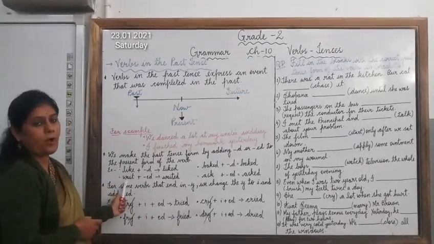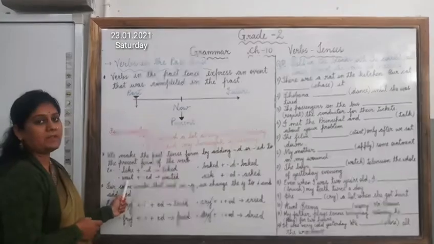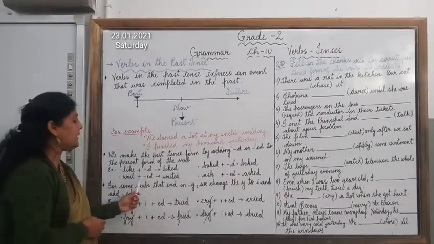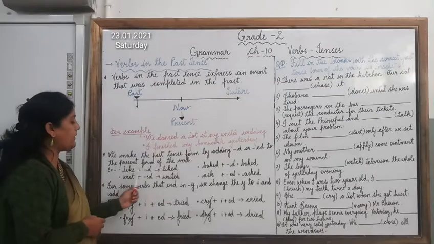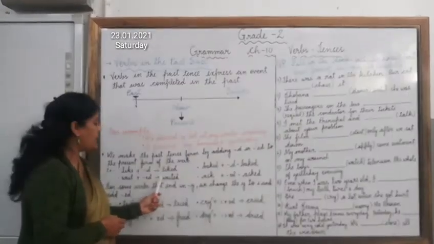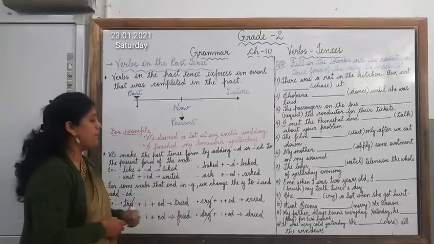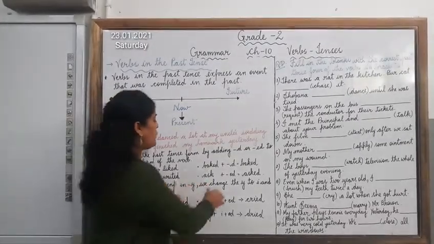Wait. In the present form, we say wait. But when we talk about the past, we just add ed to the verb wait. So it will become waited. Spelling of waited will be W-A-I-T-E-D.